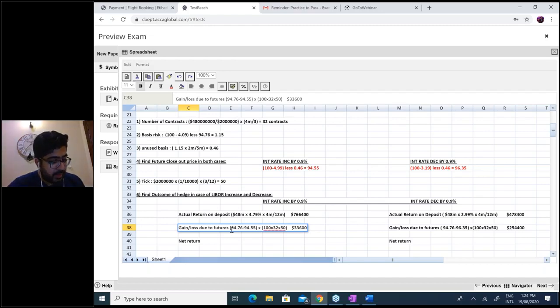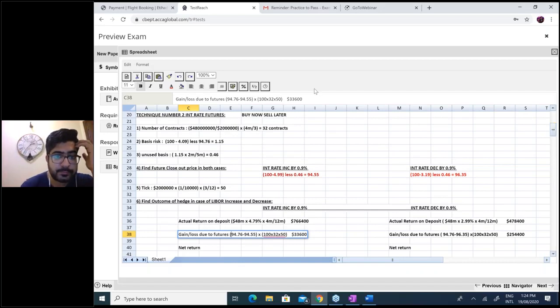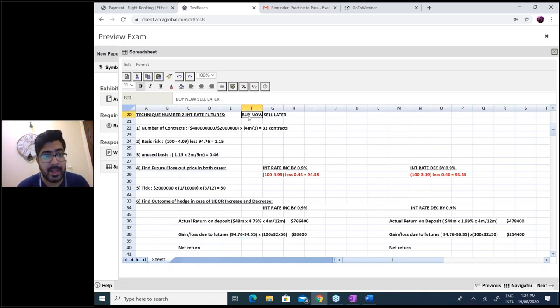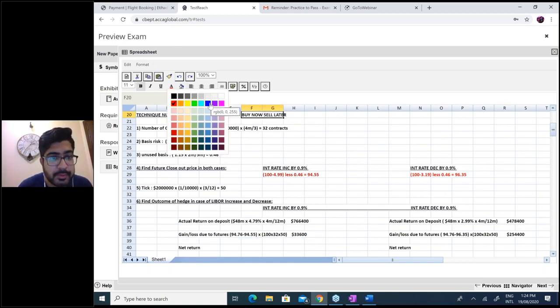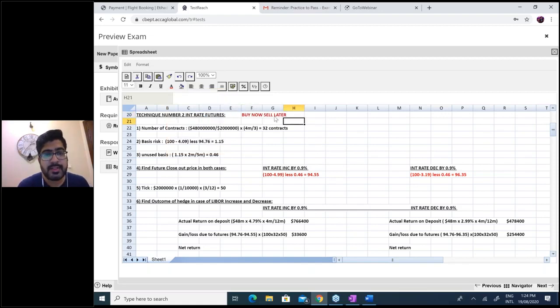The $1 million question: should it be added or deducted? Is it a gain or a loss? So what is the strategy of futures? The strategy is this, which I am highlighting with a red mark, which you wrote in step number even before starting. The strategy is buy now, sell later.